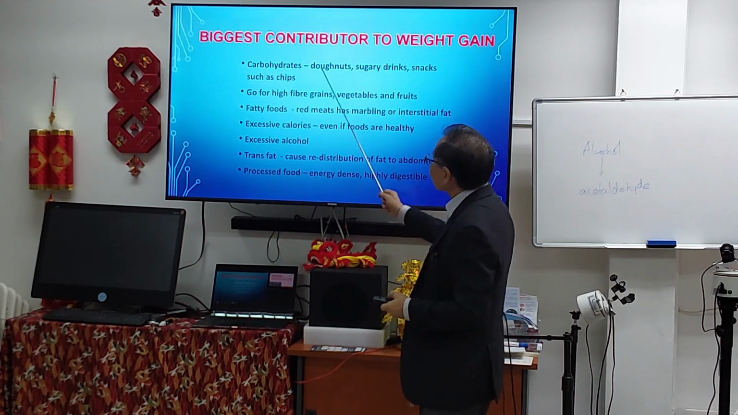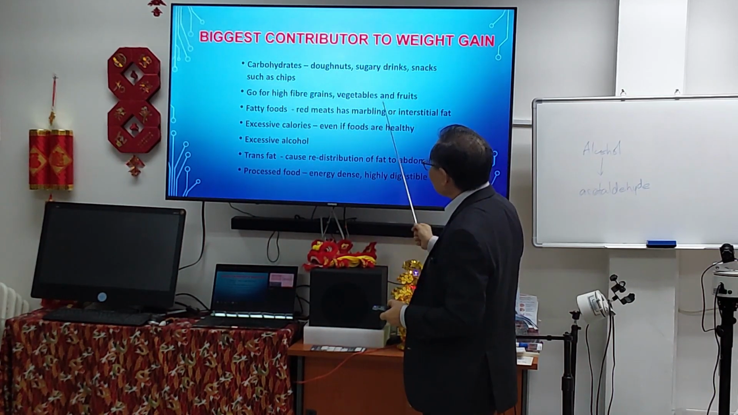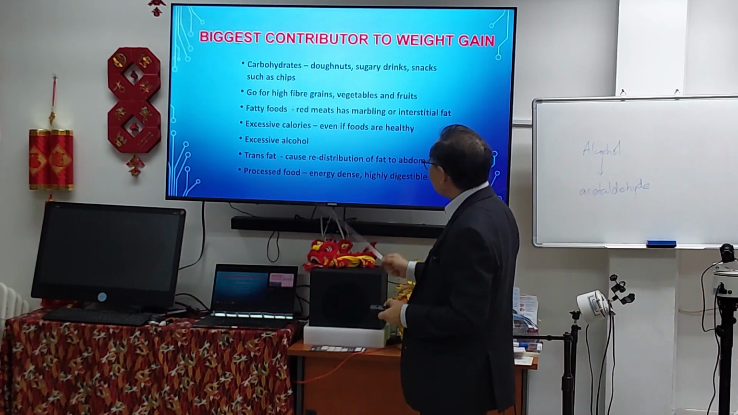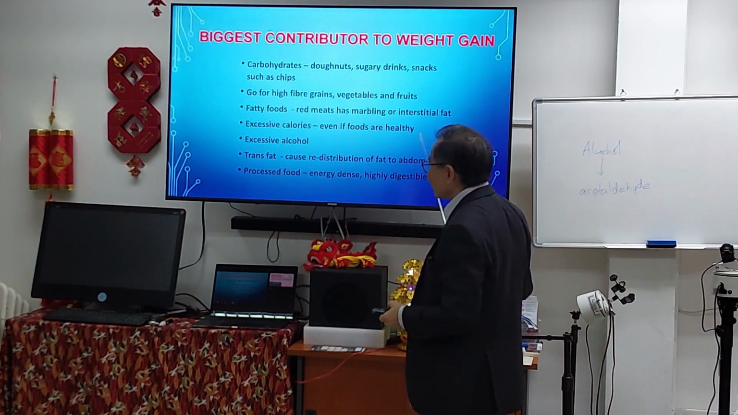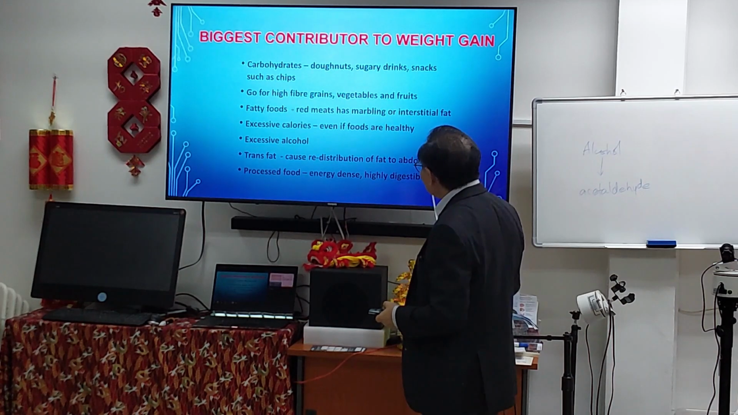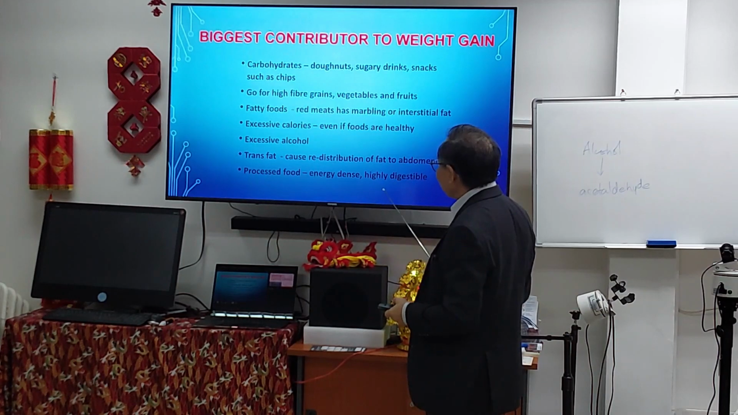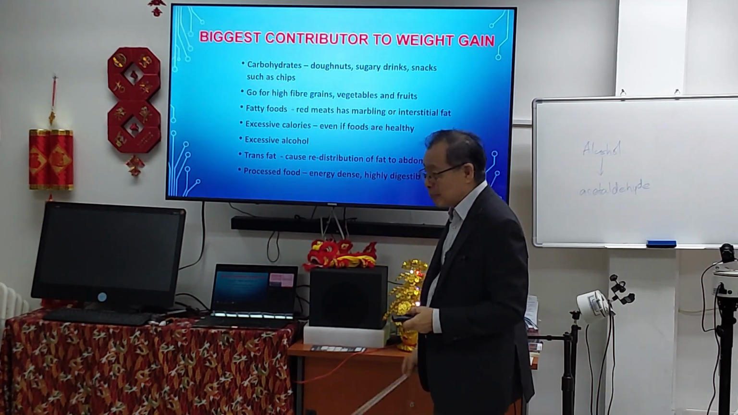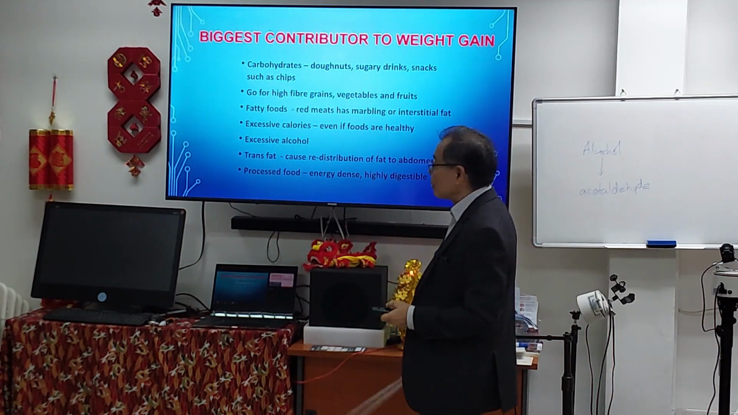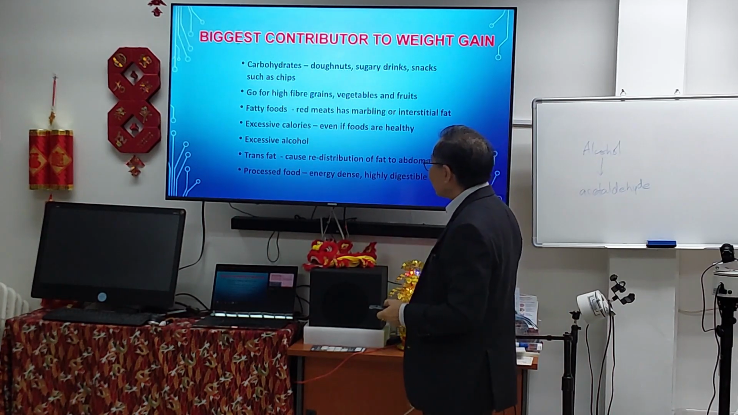Biggest contributor to the weight: carbohydrates, donuts, sugar drinks, chips, fatty foods, red meats, excessive calories. Even if the foods are healthy, excessive alcohol, fatty foods, fried food. Fried food, you end up with more abdominal fat, which is toxic. Processed food, energy dense, highly digestible, but a lot of harm. Pizza is a processed food, remember that. All the fast food are unhealthy.